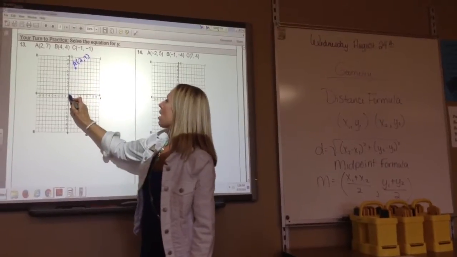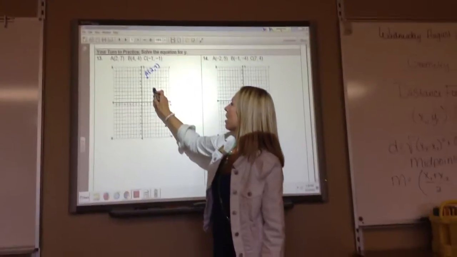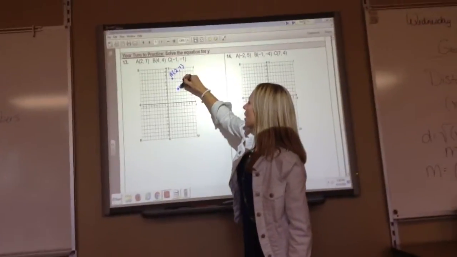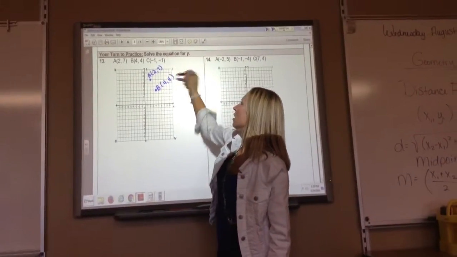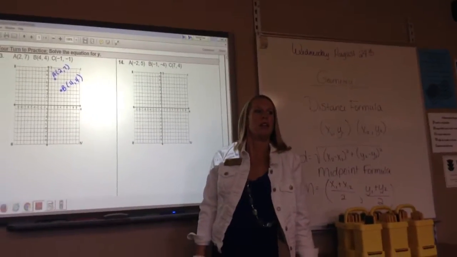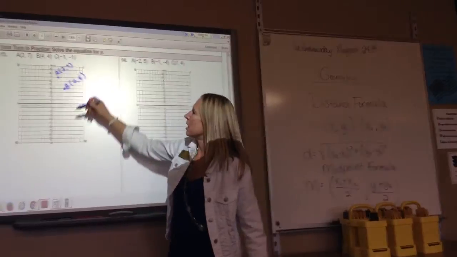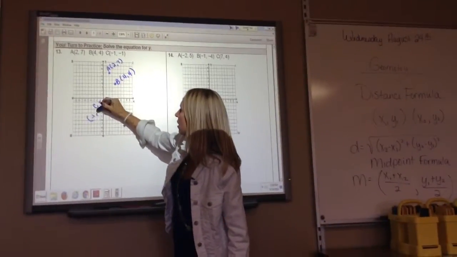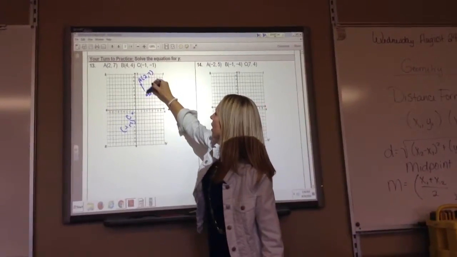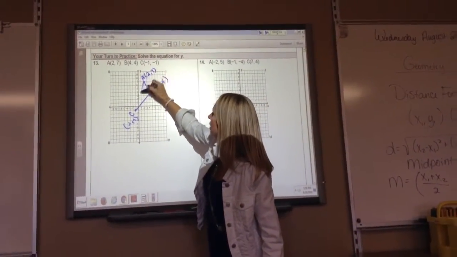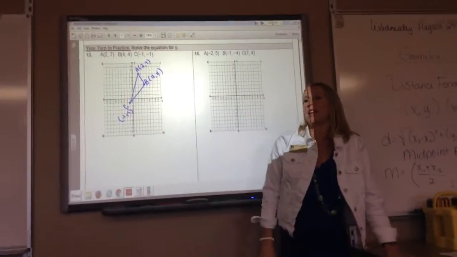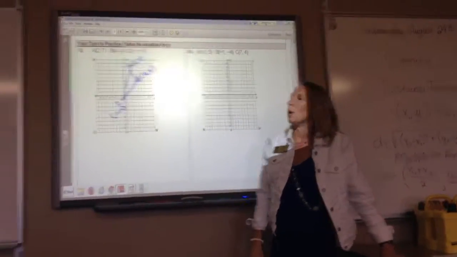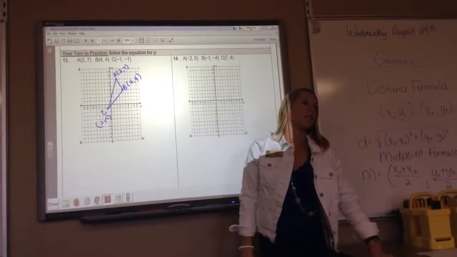Point B is at 4, 4, so I'm going to go to the right 4 and up 4. 4, 4. And then point C is at -1, -1. So point C, -1, -1. And I've got this triangle. By the looks of it, it looks scalene, doesn't it? But we don't know. We have to find all the distances.